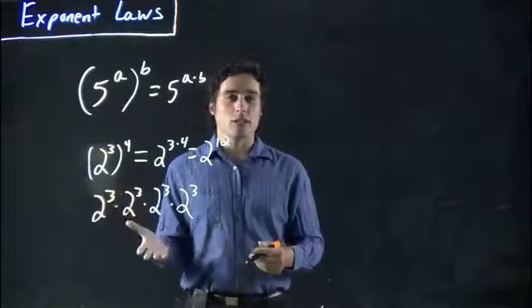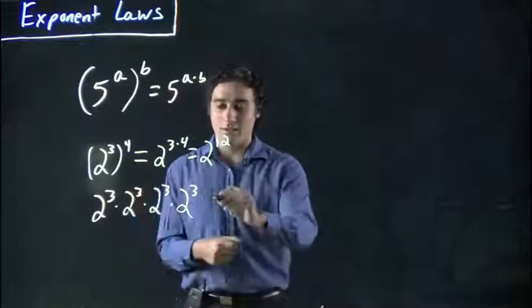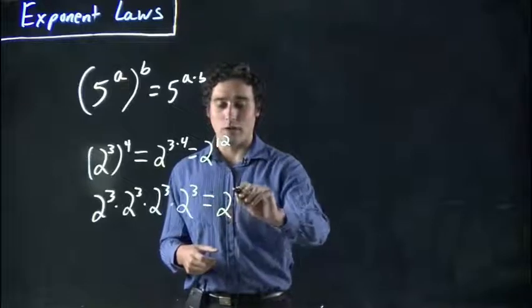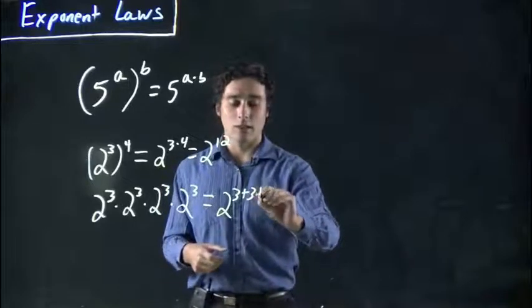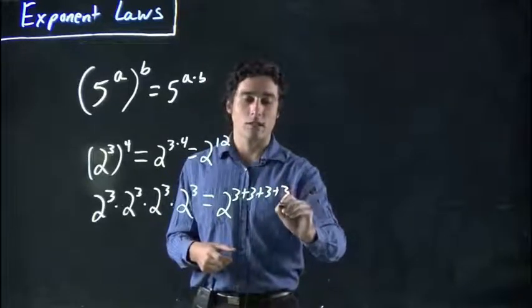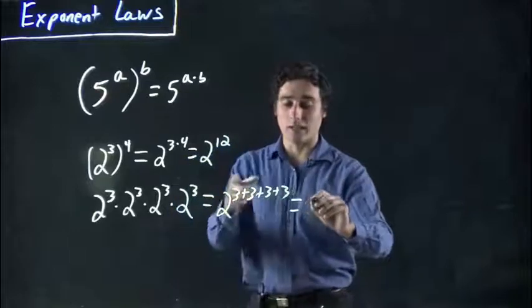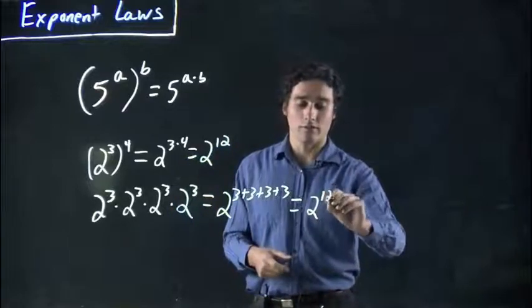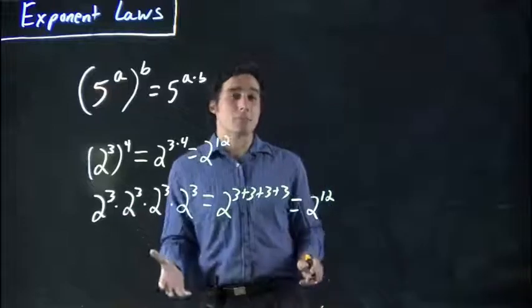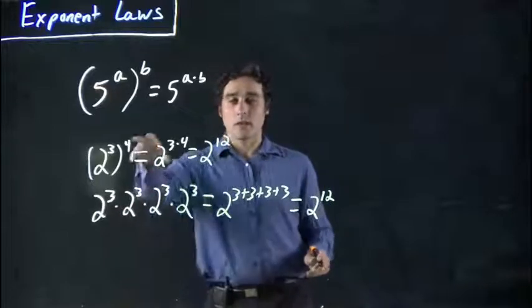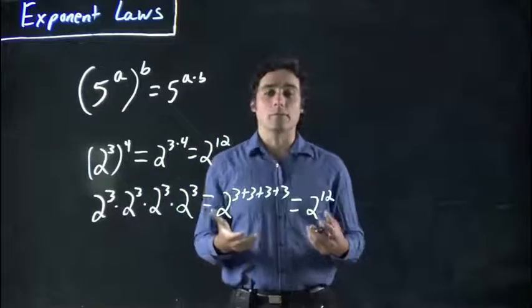But when we did our multiplication law, what does that tell us? Well, that's the same as doing 2 to the power of 3 plus 3 plus 3 plus 3, which, sure enough, as it must, equals 2 to the 12. So it makes some sense that this power law works. But let's look at some other examples.